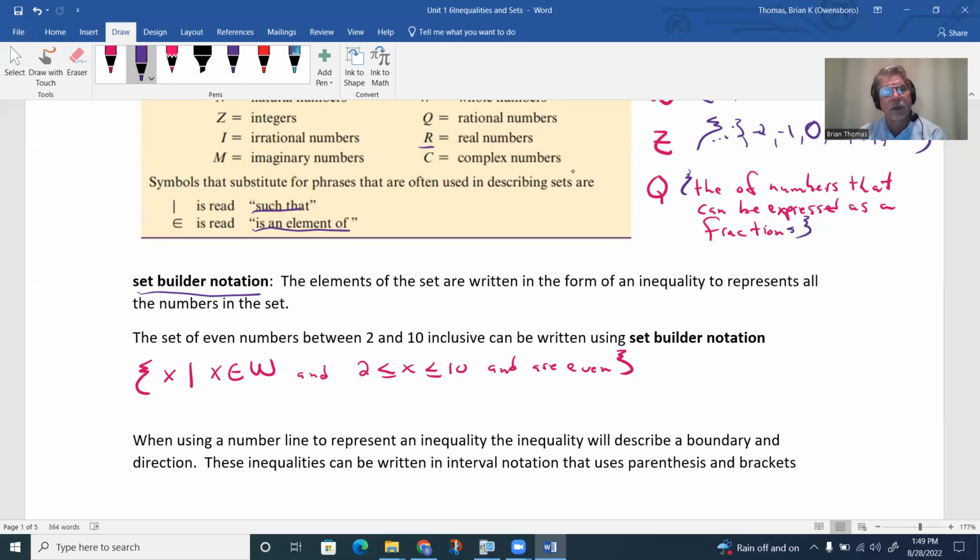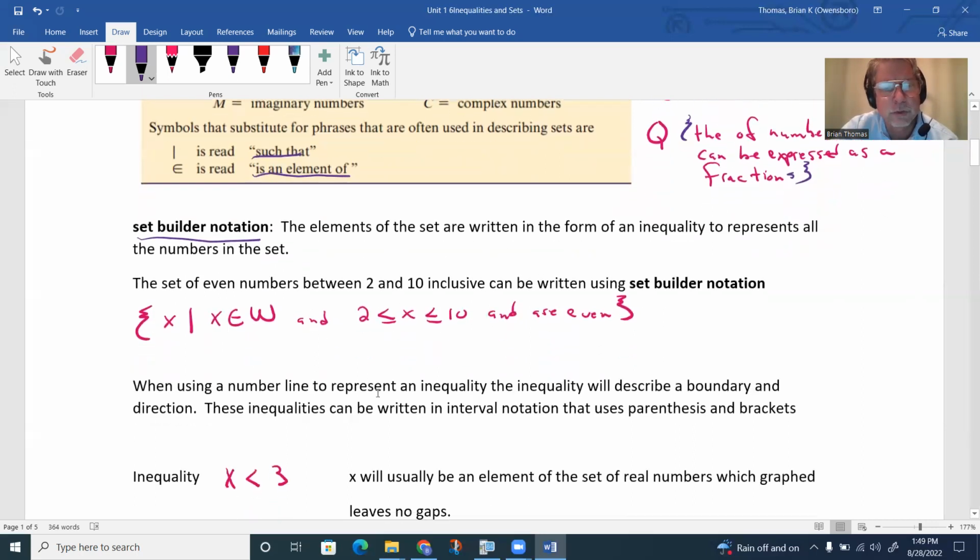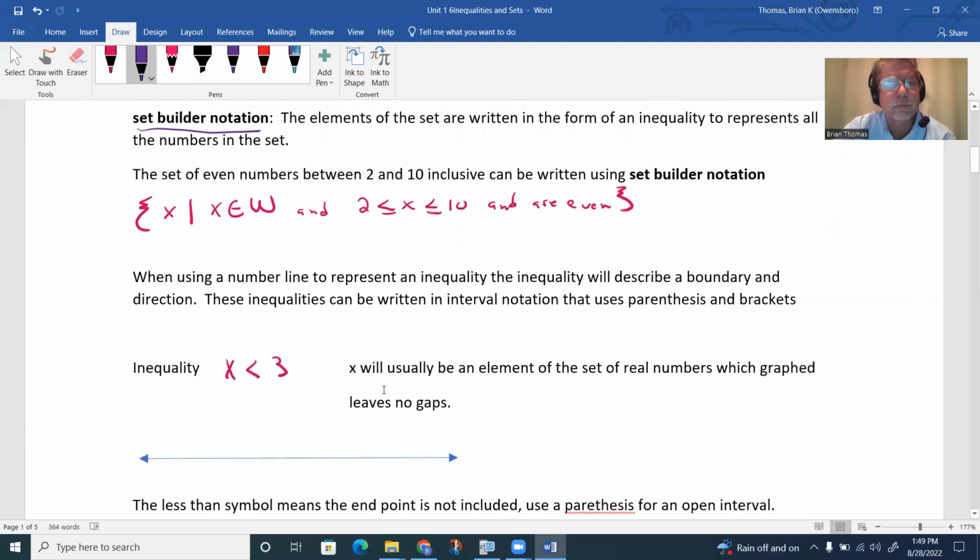What that means is we're talking about whole numbers, and these whole numbers are between 2 and 10 inclusive. But we're also talking about them being even. There are a lot of numbers between 2 and 10, but we're talking about just even numbers. That's how we can use set builder notation to describe the set of even numbers between 2 and 10 inclusive. We'll talk more about set builder notation as we move forward.